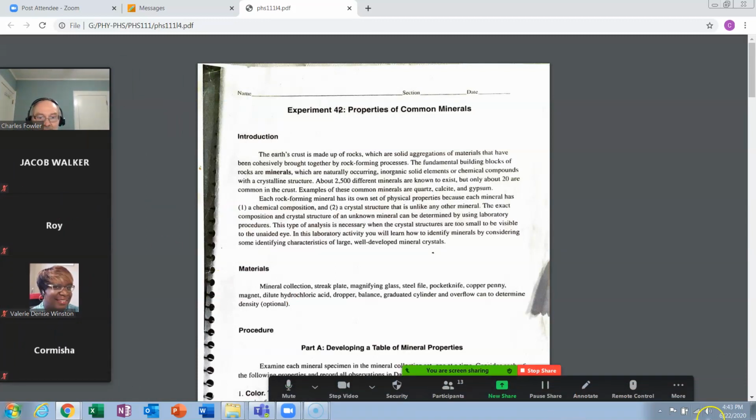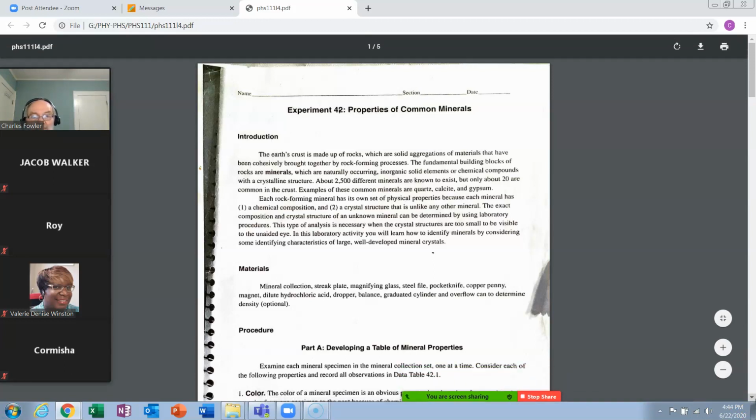Okay, here we go. Here's today's lab. Can you see it? Experiment 42, properties of common minerals. Everybody? Yay or nay? You can? Okay, good. All right. We're going to be talking about minerals today. This is the first part of chapter 17, which are naturally occurring. We went over that. Inorganic, solid elements or chemical compounds with crystalline structure. Those are requirements of a mineral.